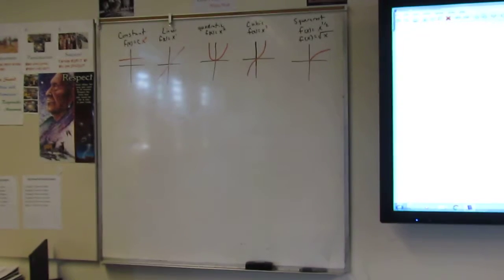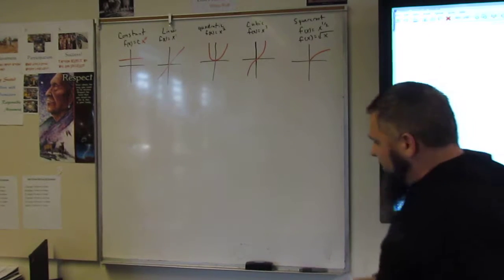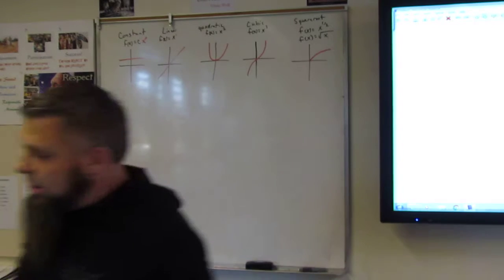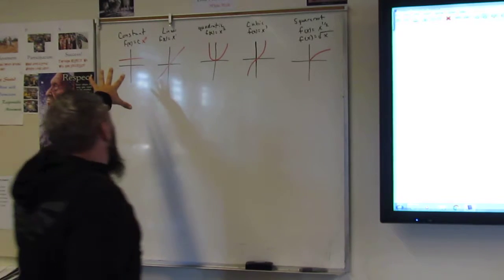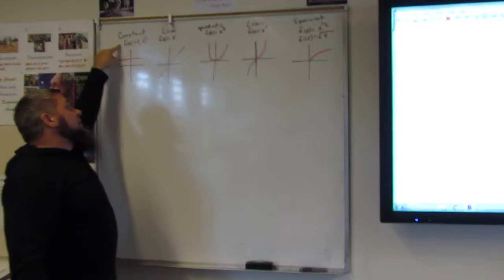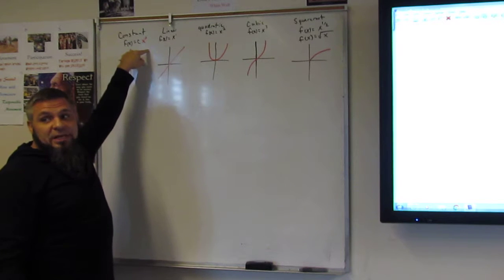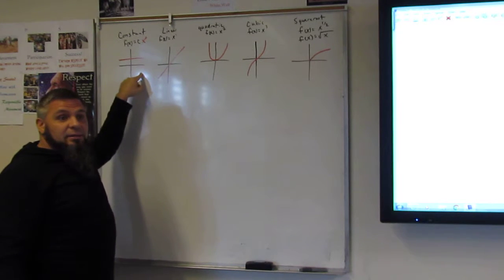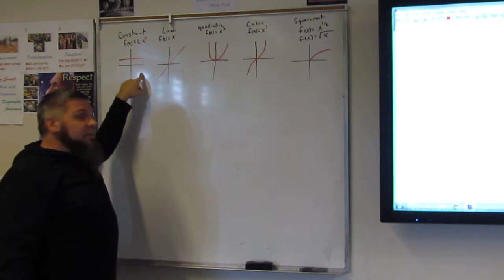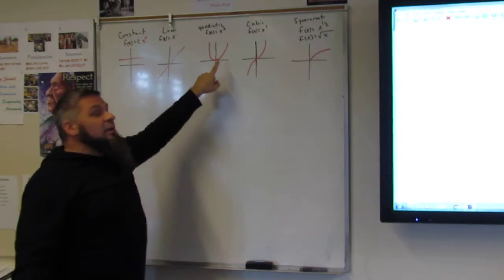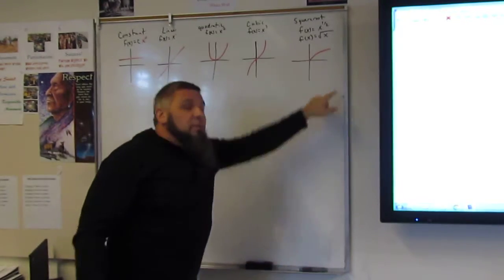On your cheat sheet, at the very minimum, should be these. You need to tell me it's a constant, f of x equals c. It looks like this. Or if it's linear, it looks like this. Or if it's quadratic or cubic or square root.